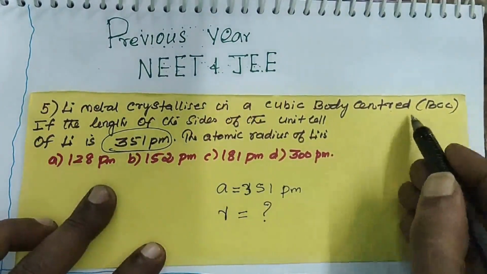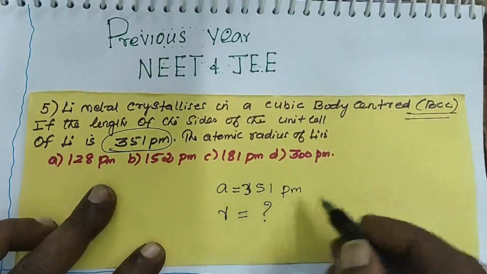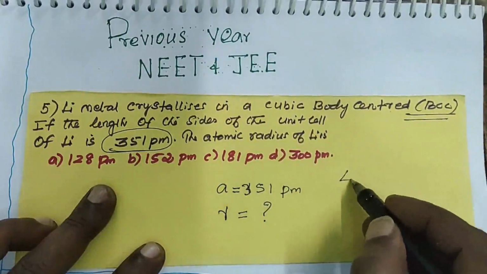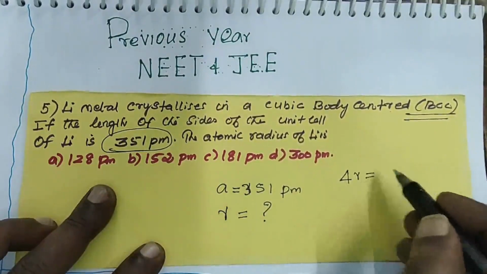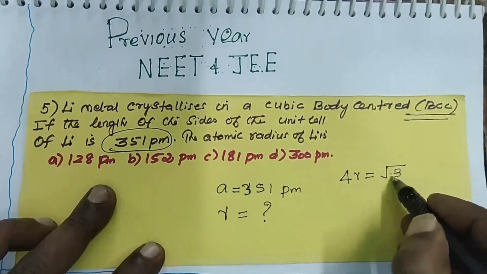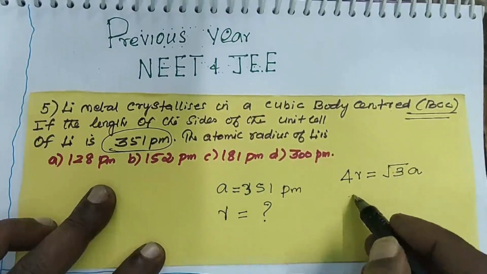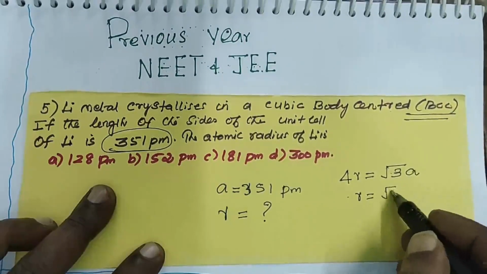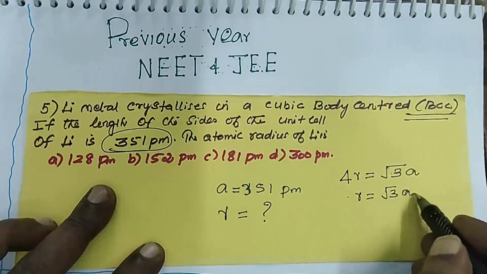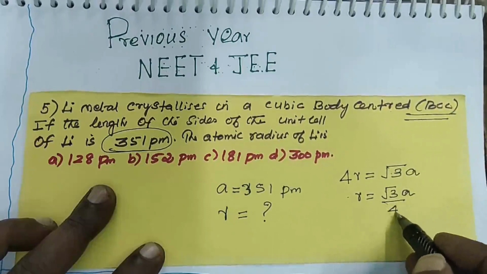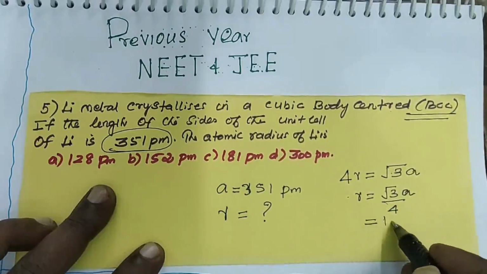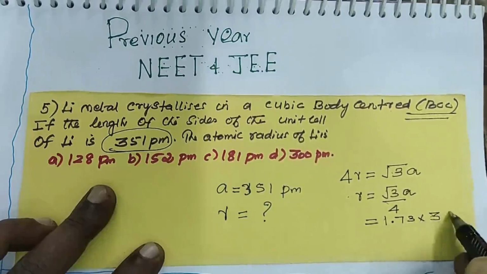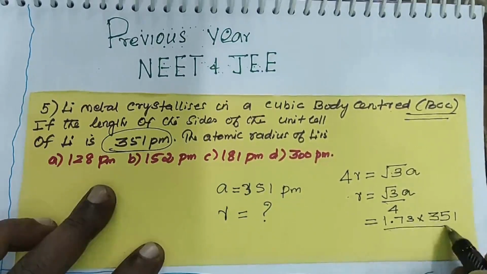So here it is BCC. Both are related by the formula 4r is equal to root 3 a. So r is to be found. r is equal to root 3 a by 4. Root 3 is 1.73, into edge length 351, by 4.